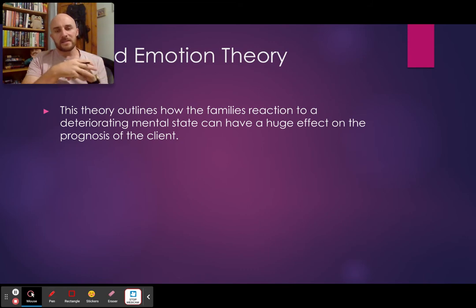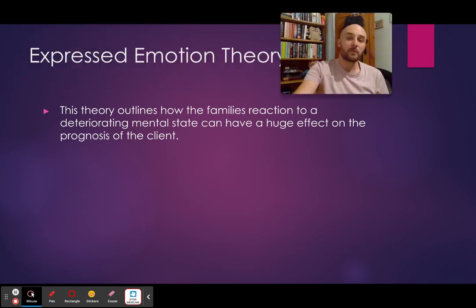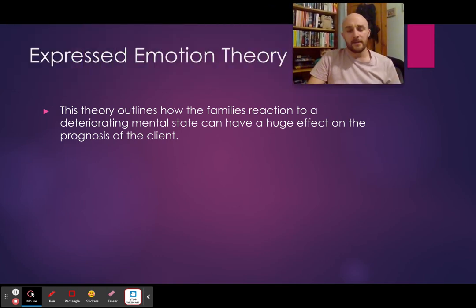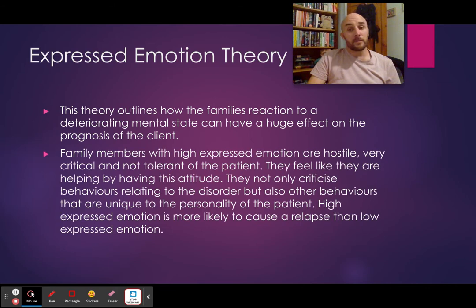The theory outlines how the family's reaction to someone's deteriorating mental health can have a huge impact on the prognosis of the client. This happens with depression quite a lot. It also is seen in schizophrenia. So you get some families with what is called high expressed emotion. They're hostile, they're critical, and most importantly, they have an incredibly low tolerance for the patient.